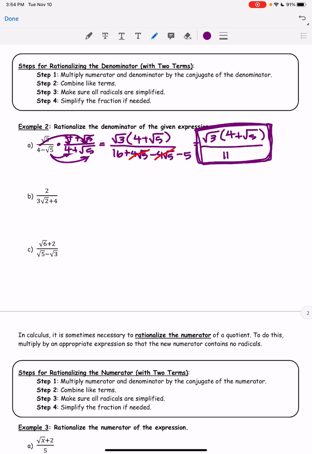Now, if you want to, you can distribute that 3 to everything. That would be the same as 4 square root 3 plus square root 15 all over 11. Those are both correct. A lot of times when things cancel, it's easier for it to be in this form here, and I'll show you that here on B.